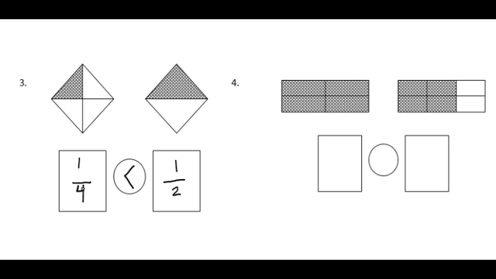And the pictures for problem 4 show my whole has been divided into 4 pieces, and all 4 pieces have been shaded. The second whole has been divided into 6 pieces, and 4 of those are shaded. 4/4 fills up the entire whole, and it is greater than 4/6. So we'll say 4/4 is greater than 4/6.